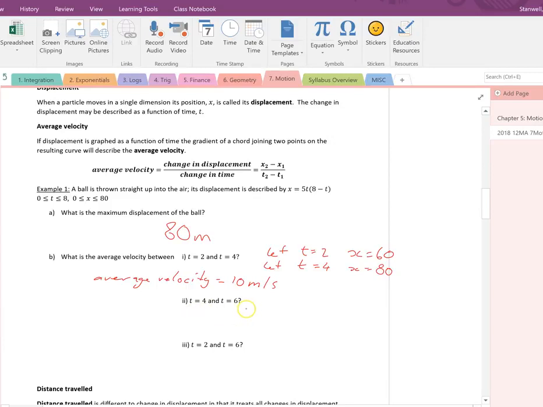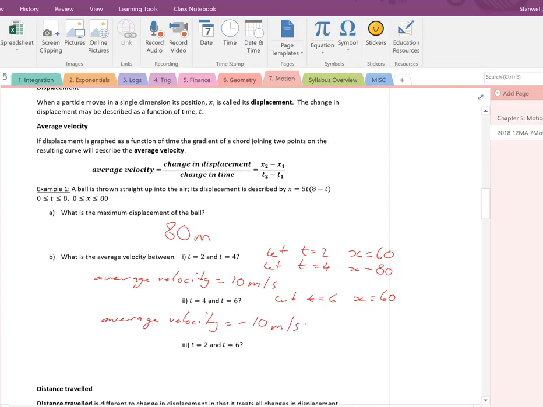Now between t equals 4 and t equals 6, I already know what t equals 4 is. Let's just do this. Let t equal 6, in which case x will be equal to 30 times 2, which is 60 again, right? Not very surprising because it is, of course, symmetrical. Therefore, my average velocity, well, it's not going to be 10 because this is my t2, this is my t1, so it's negative 20 over 2, which is negative 10 meters per second.